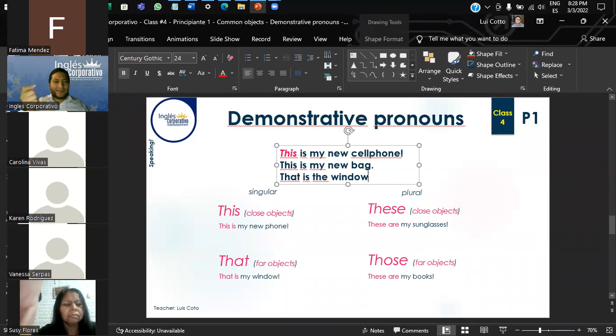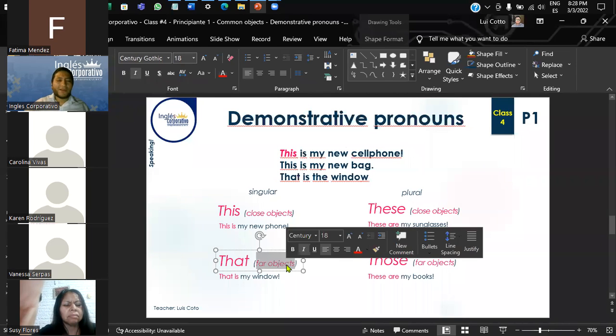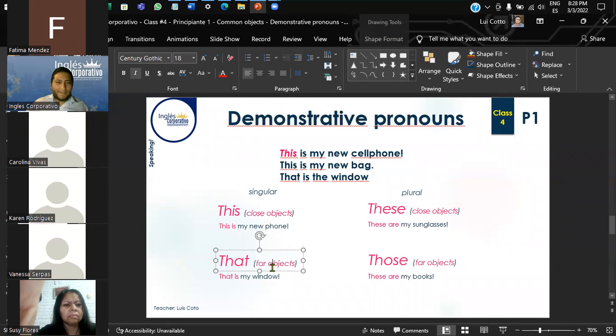Okay. This is cerca. Close objects, correct? And that objects. Es para lo que está retirado. Far, correct. Okay. Far objects. Read it. Dígalo, far, okay. Objects. Far object. Okay, this close object, mm-hmm. That far object. Okay, that's it. Very good.